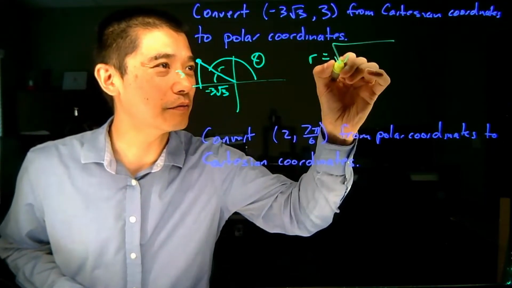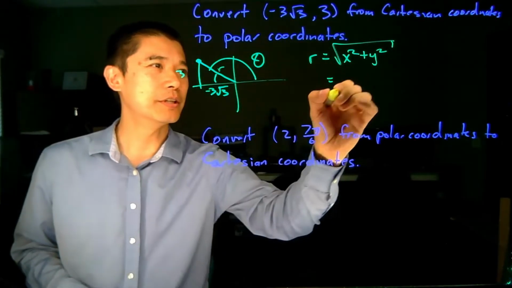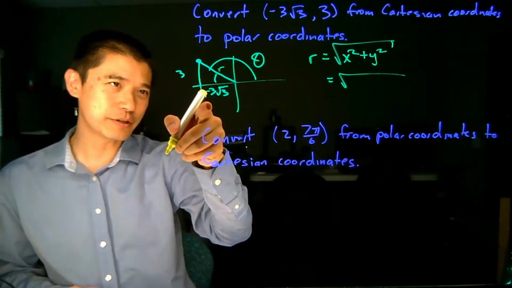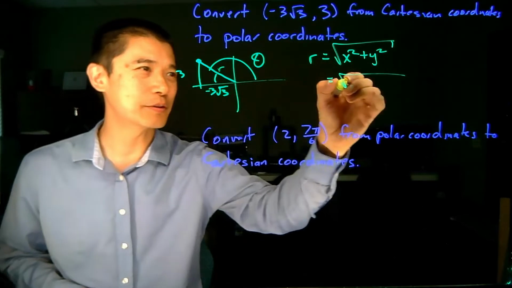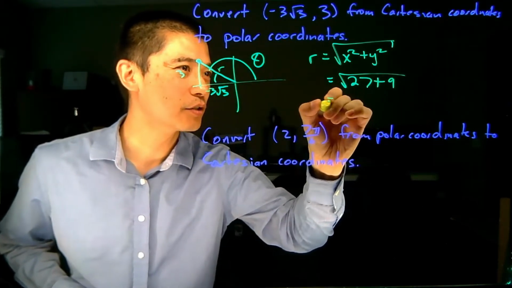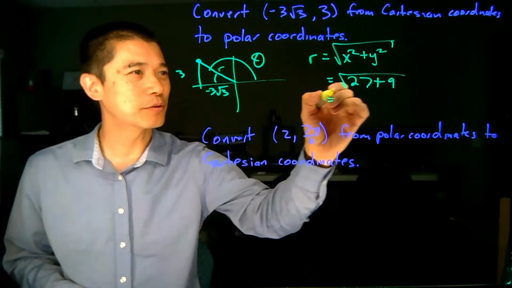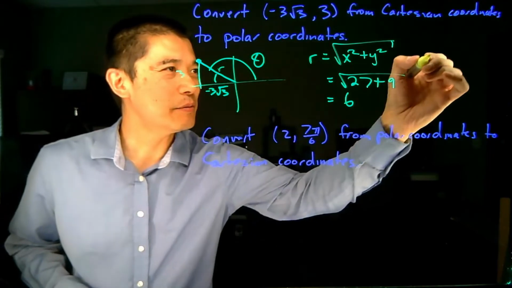So the square root of x squared plus y squared, which is, let's see, the x squared, so that's 3 root 3 squared, so the 3 squared is 9, and the root 3 squared is 3, 9 times 3 is 27, plus 3 squared is 9. 27 plus 9 is 36, root 36 is 6. So our r value is equal to 6. Then we need to figure out theta.